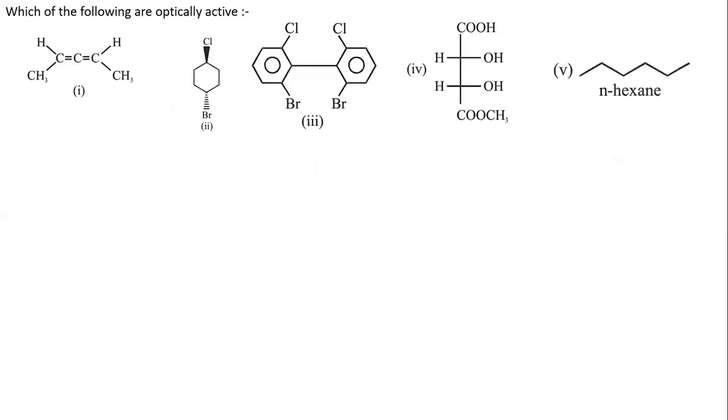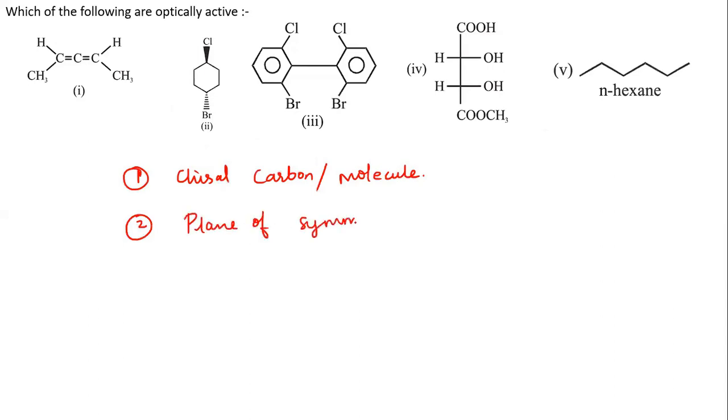Not so very easy. First of all, we need three things. First one is chiral carbon or molecule. Second one, plane of symmetry. Finally, center of symmetry.